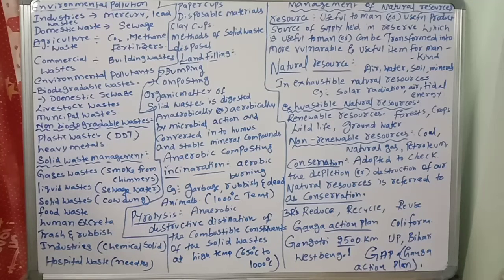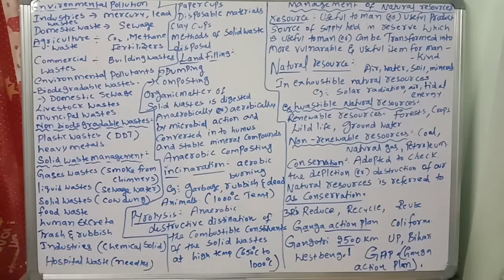There are different types of problems in the environment. When the physical, chemical, and biological characteristics of the environment are changed, that is called environmental pollution. Okay, how can you define environmental pollution? Just listen very carefully.